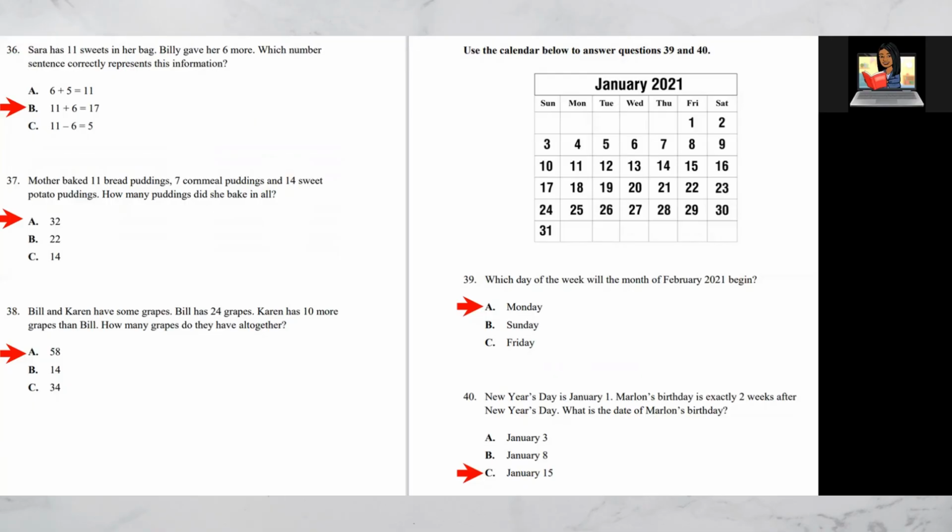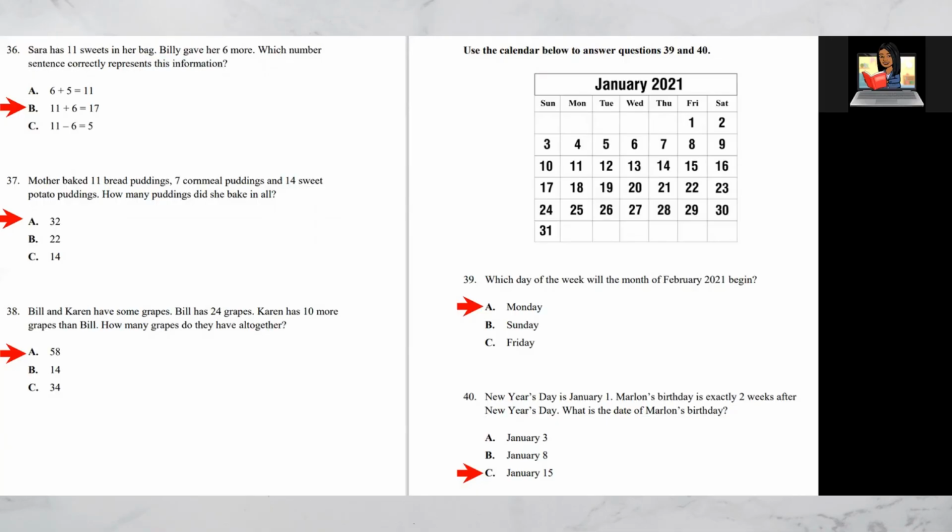Number 37, mother baked 11 bread puddings, 7 cornmeal puddings, and 14 sweet potato puddings. How many puddings did she bake in all? So you have to add 11 plus 7 plus 14. And the sum would be 32.